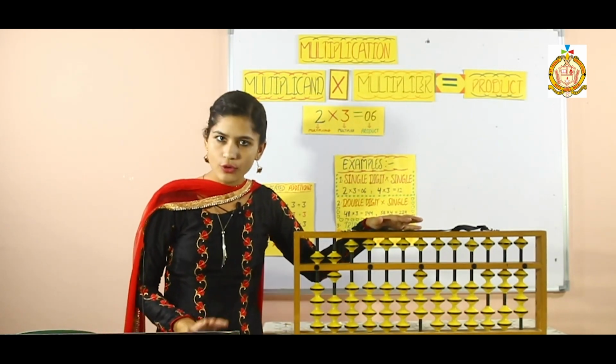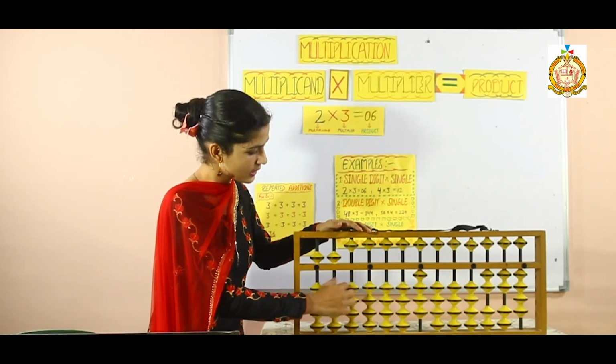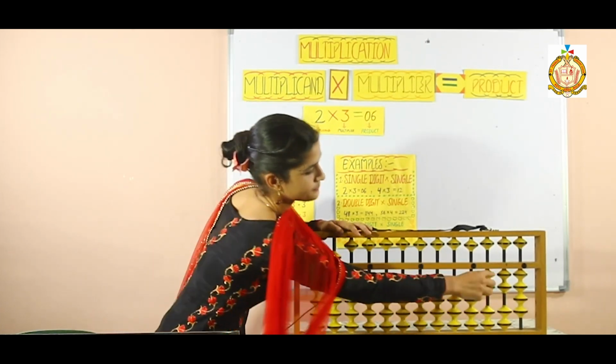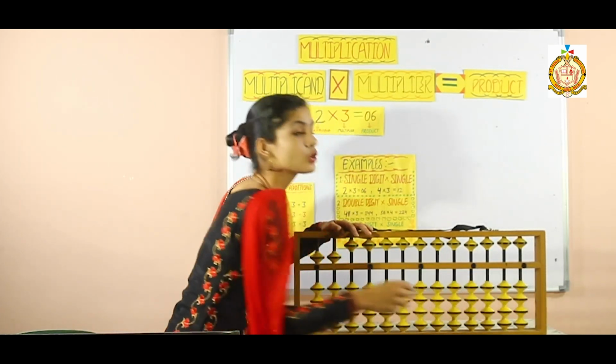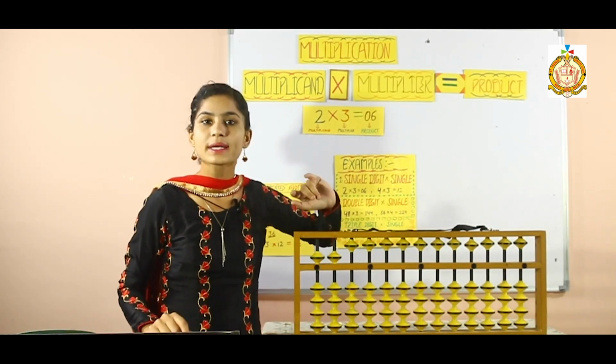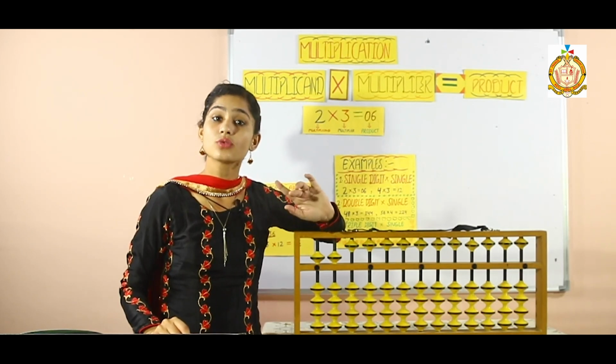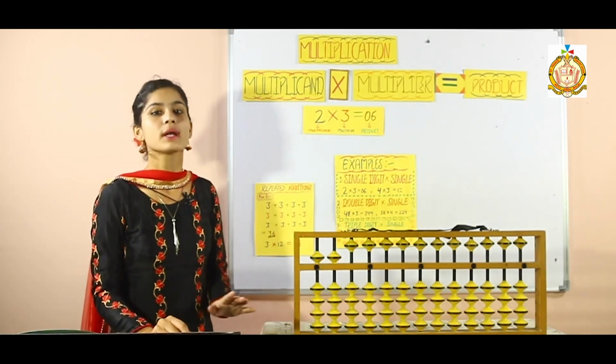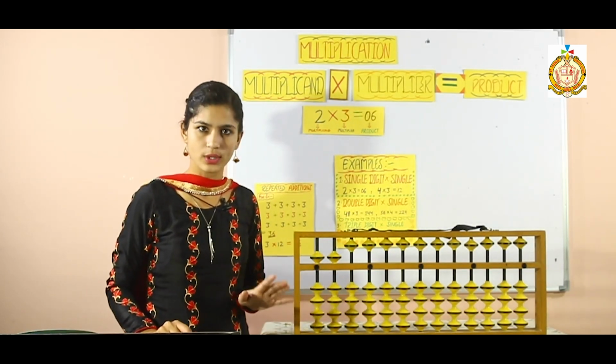Now your third category in multiplication is triple digit into single digit. Here your multiplicand will contain 3 digits and your multiplier is having 1 digit only.